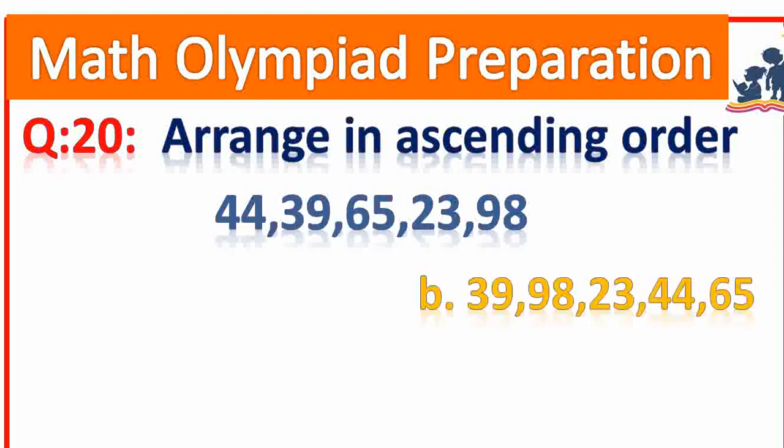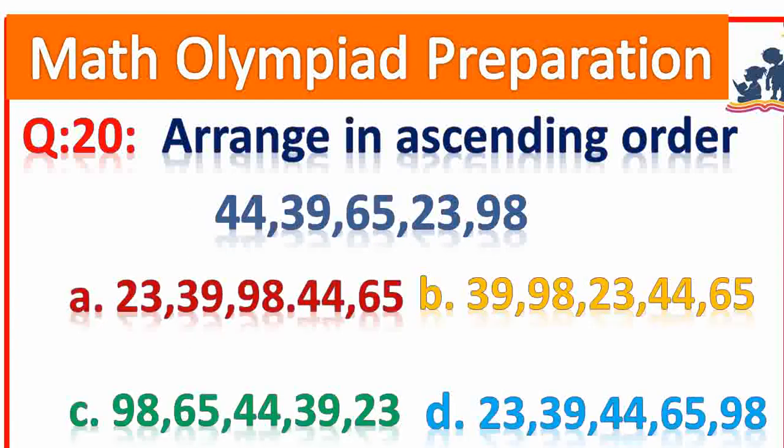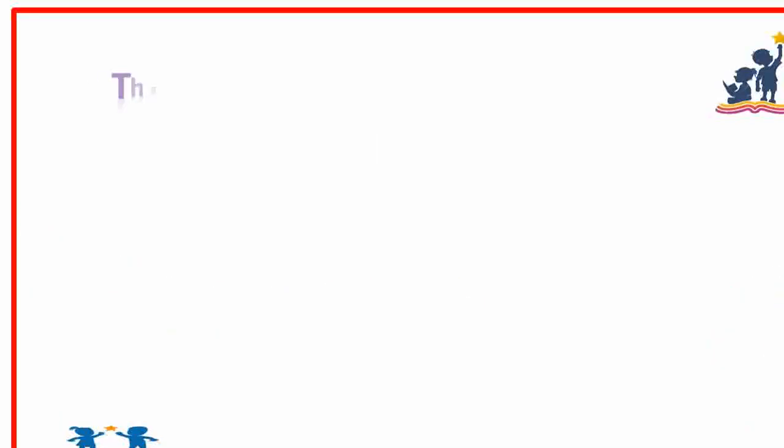Question number 20. Arrange in ascending order. 23, 39, 44, 65, 98. Yes, answer is D.